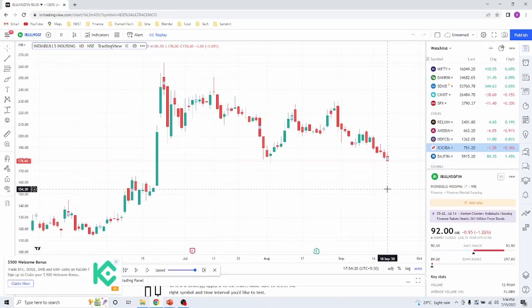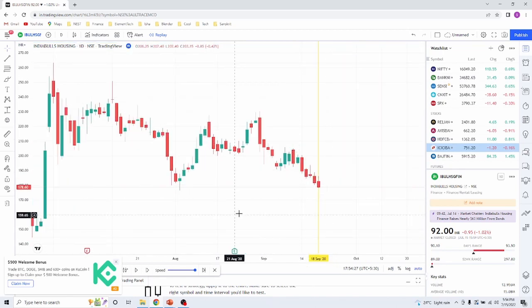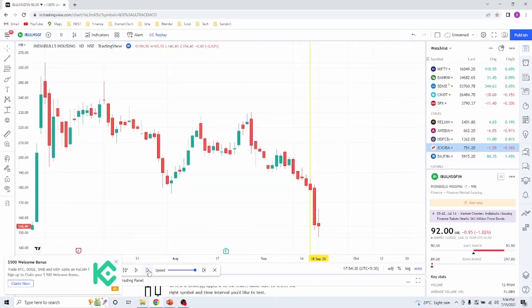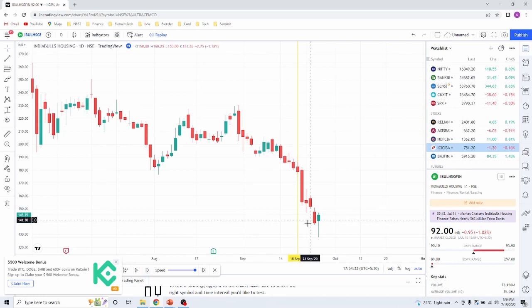I'll put an Alt V here. So let's have a look at it. Okay, so here we see that the hammer is formed. It's in a downward trend. We have a lot of red candles, and we got a hammer here, a green hammer. So I think the trend is going to reverse.